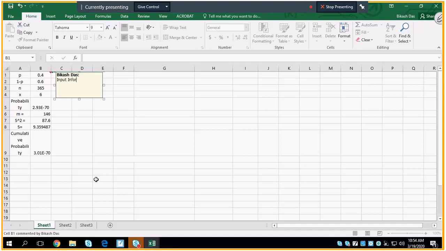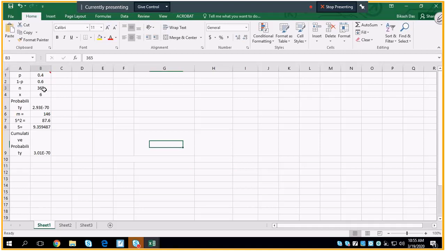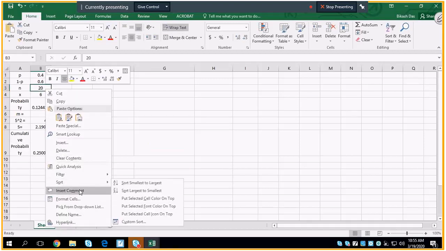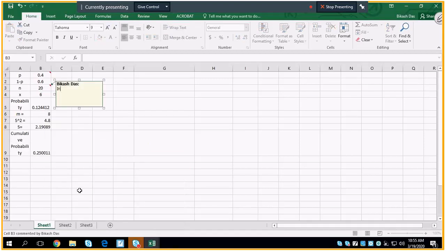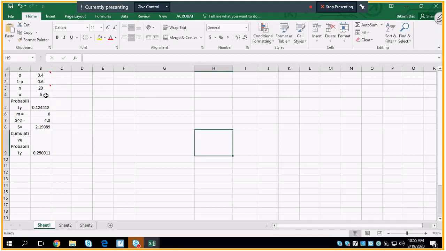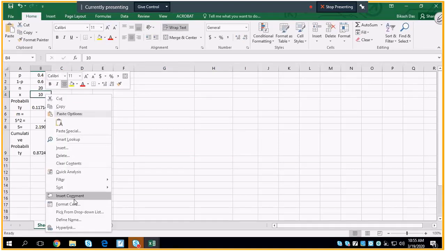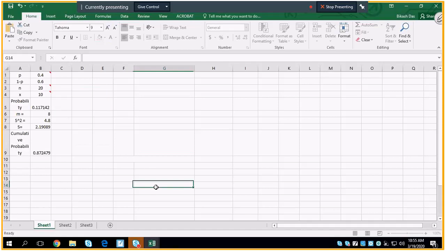Input information on this box. I have to change the number of successes and the number of trials. We found that the number of trials is 20. So I will go ahead and input that information there. Finally, we have to change the number of successes. So that I want to be 10. So we'll go ahead and say that, and input information here. Those are the only 3 boxes where you're going to input information.